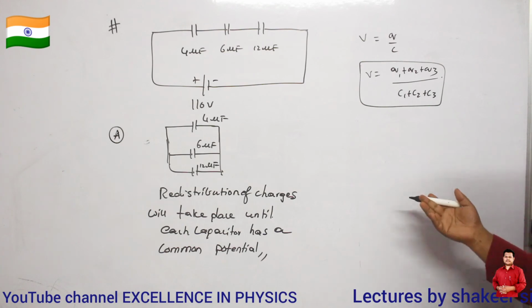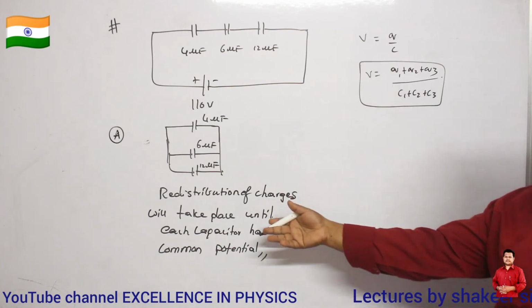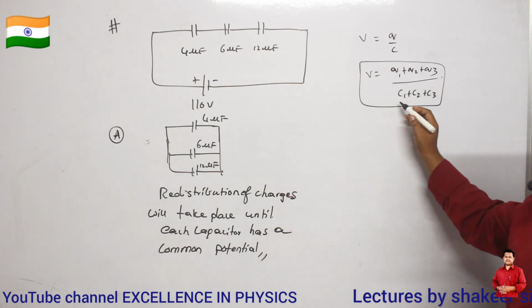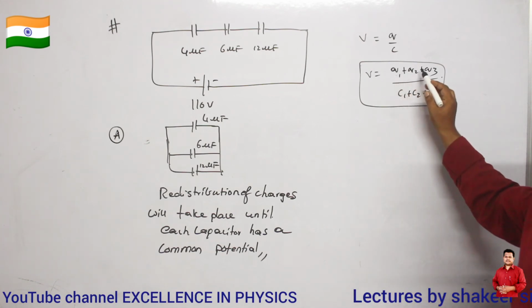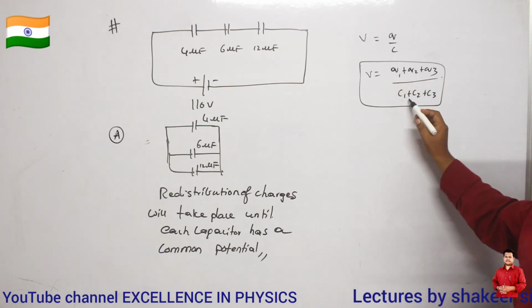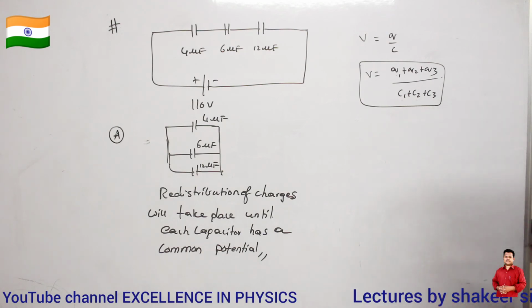V is equal to Q by C. What is Q? The total charge which is present on the capacitors, divided by the total equivalent capacitance. Total charge is how much? Q1 plus Q2 plus Q3 divided by C1 plus C2 plus C3. Are you able to understand, ma?